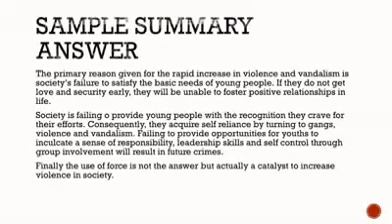So I have a simple sample summary answer here for you. And ultimately, if you practice this, you can look to see if we've included it. So my summary reads, the primary reason given for the rapid increase in violence and vandalism is society's failure to satisfy the basic needs of young people. If they do not get love and security early, they will be unable to foster positive relationships in life. Now, if you remember, that came in the second paragraph, and so I've summarized that nicely as the primary reason for this.